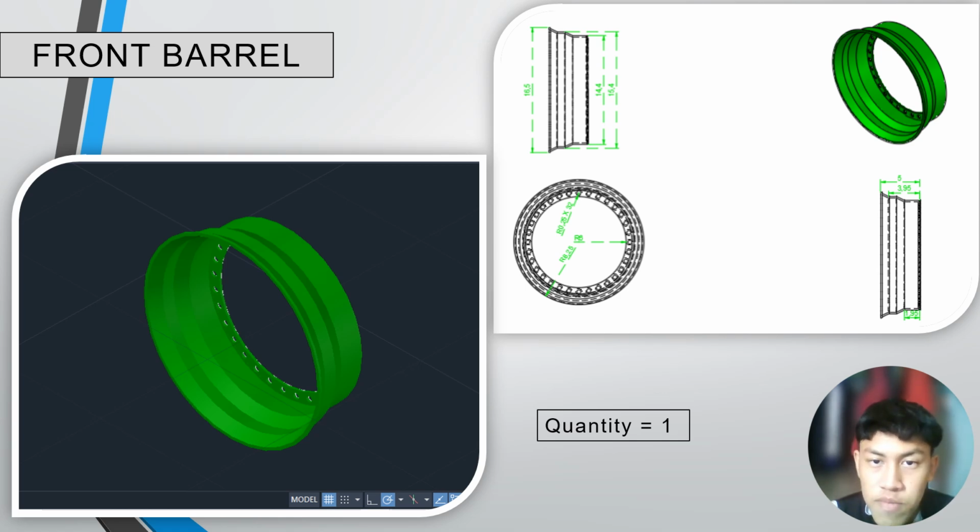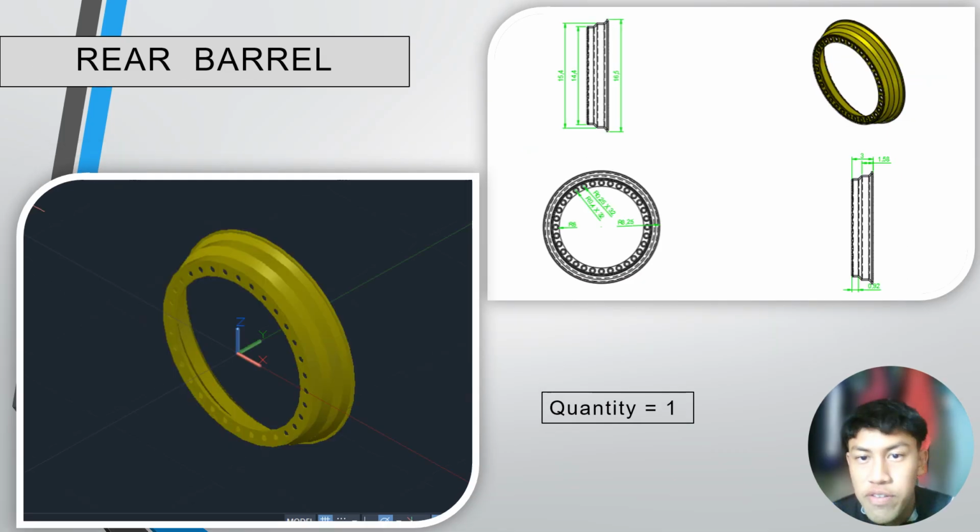So for the front barrel, here is the front barrel. You can see here the units, the size, and here is the barrel itself. Here is the rear barrel, also only one. Different colors so I can distinguish them when combined. And the thickness is not the same because I want the front barrel to have more width so that we can put a wider tire but not sit inside the fender.